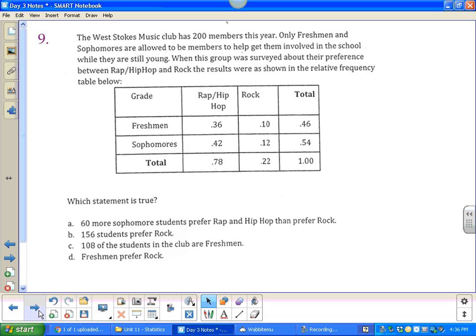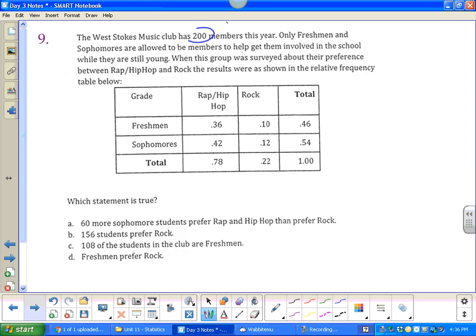Okay, West Oaks Music Club has 200 members this year. Only freshmen and sophomores are allowed to be members to help them get involved in the school while they are still young. When this group was surveyed about their preference between rap, hip hop, and rock, the results were shown in the relative frequency table below. Which statement is true? This asks a bunch of different questions about sophomores and freshmen and what they like. When it asks questions all over the place, I found it's really easy to turn all these percents into just plain old numbers.